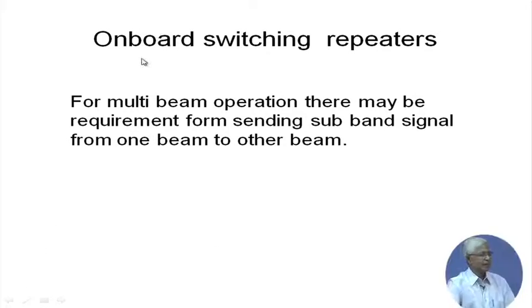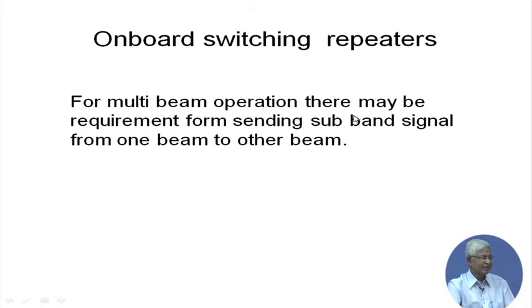We continue our discussion. We were talking about payload, and we discussed the transparent payload, another term people use, which is called bent pipe in the sky. So, it is bent pipe transponders or bent pipe payload. But then there are certain requirements for which people use much more complex transponders, called onboard repeaters or onboard switching repeaters. Onboard switching repeaters, let us say for multi-beam operation, different spot beams are used.